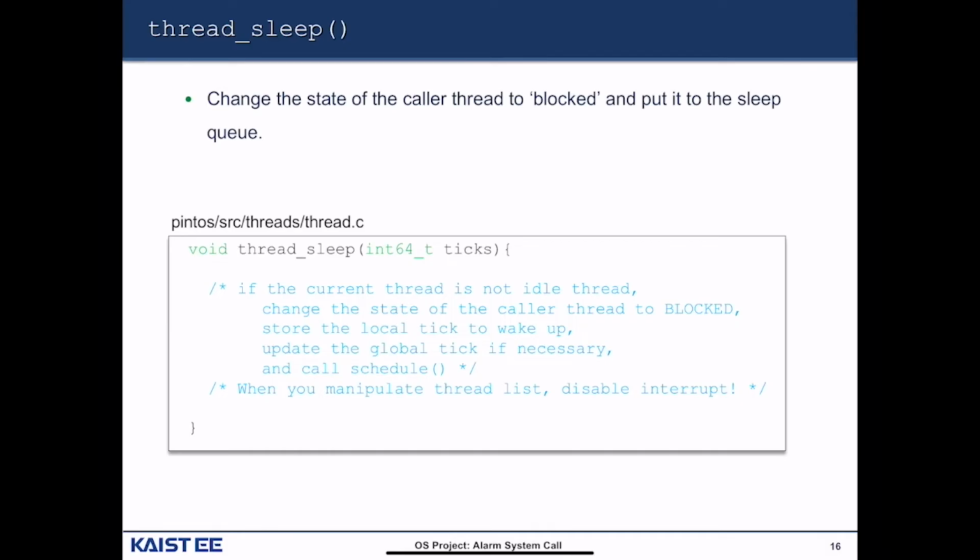So this is the body you want to implement in the thread sleep function. If the current thread is not the idle thread, you have to change the state of the caller thread to blocked, store the local tick to wake up in its thread structure, update the global tick if necessary, and then call the scheduler. You should not forget to disable interrupts when you insert a thread structure into the thread list. So the important thing in thread sleep is to change the state of the caller thread to blocked and put it into the sleep queue.